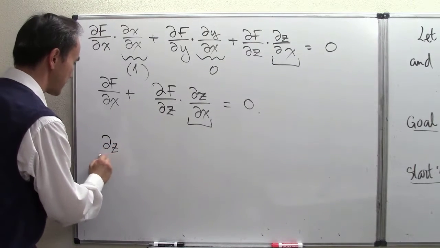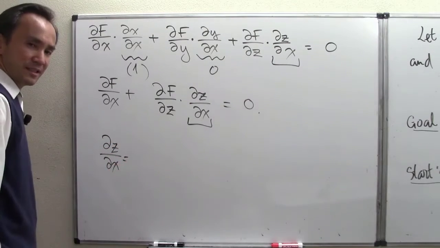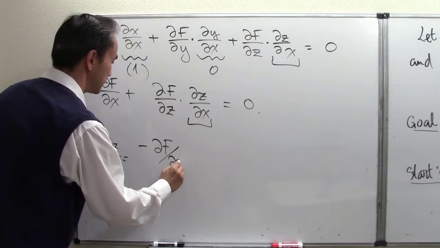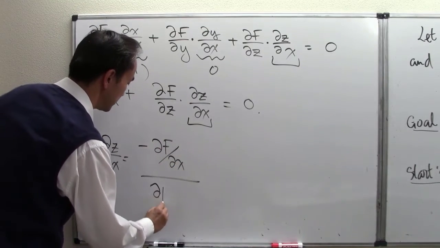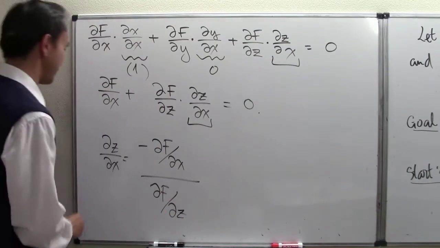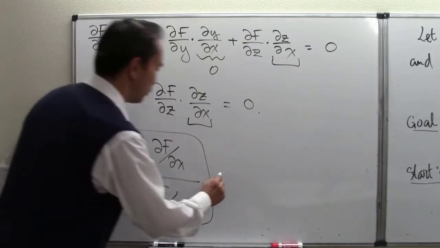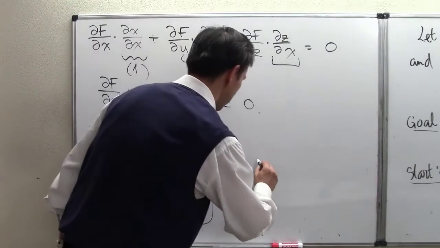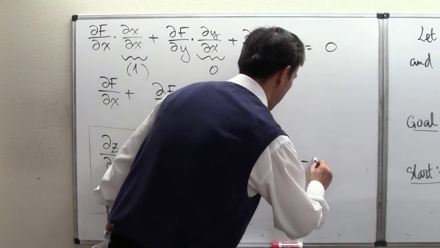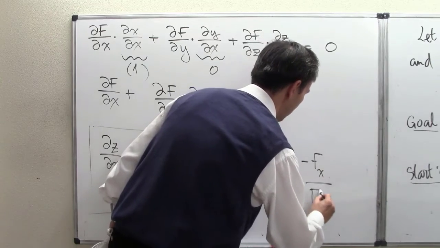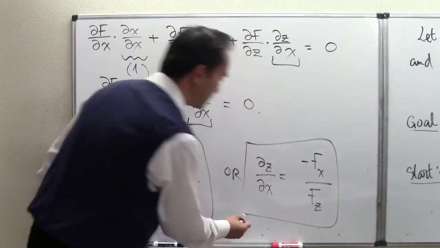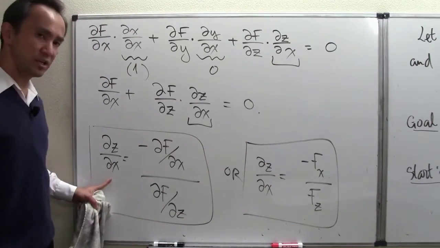So dz dx can equal minus df dx over df dz. Okay, that's the short version. Or you can write it in the shorter version, dz dx that we found right here equals minus capital F sub x over capital F sub z. Okay, we have found one partial derivative using implicit differentiation.